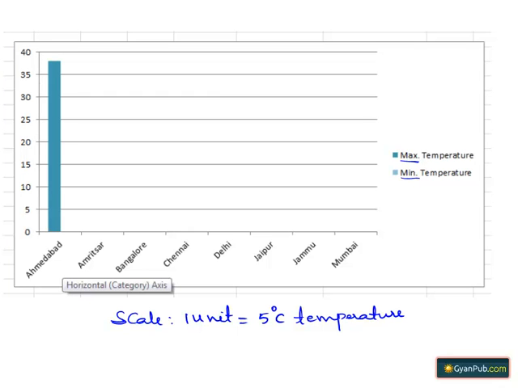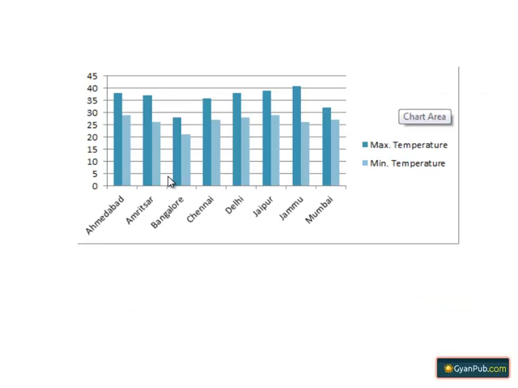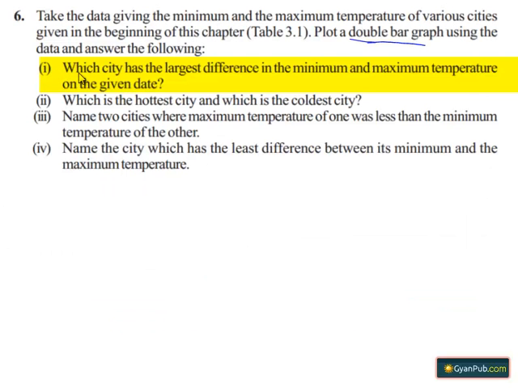Similarly, plot the bar graph for the cities. So we get the bar graph as follows. Now let us see the question for the first part. Which city has the largest difference in the minimum and maximum temperature on the given date?